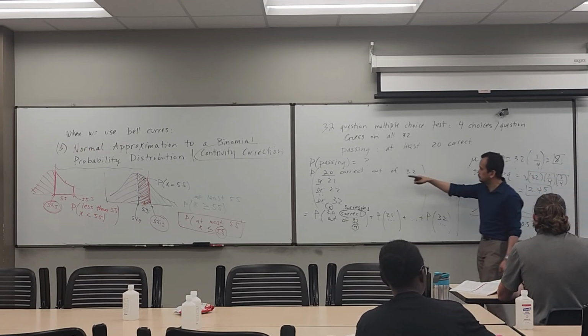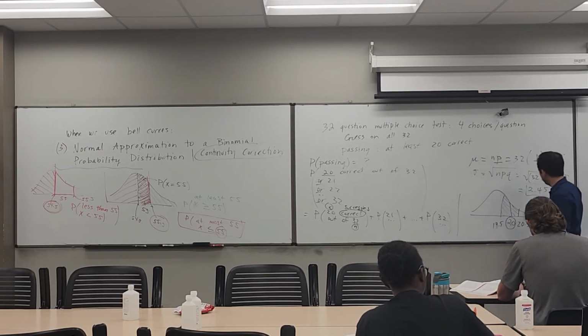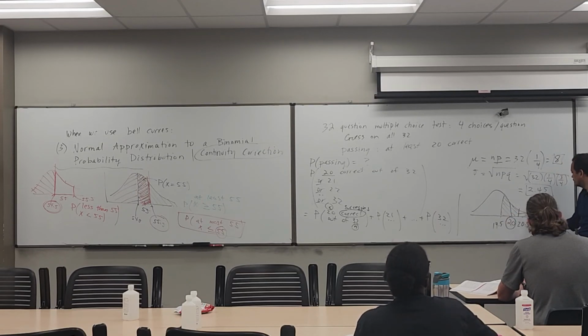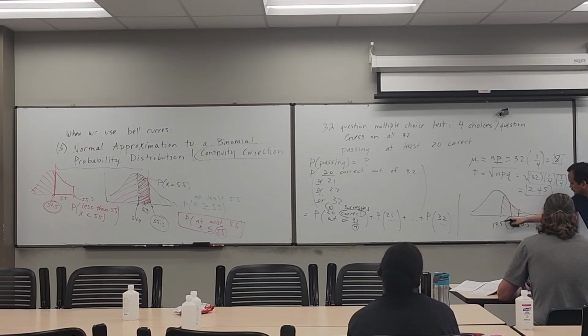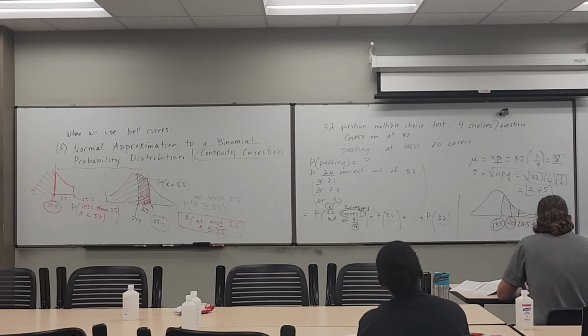But we want 20 or more, so we're going to find the total area to the right of that data point as well. And so all the shaded area collectively has an edge that starts where? 19.5. So we want this right area, but the edge of that right area is 19.5. So that's the value we're going to use in the z-score calculation.